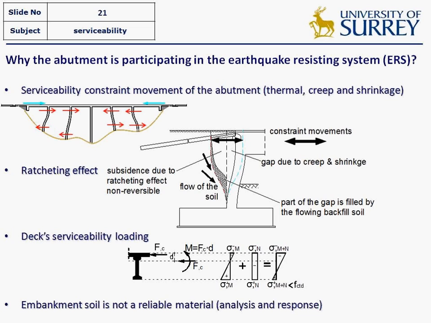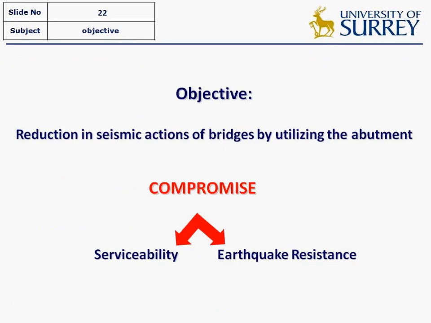So why are the abutment and the backfill soil not considered in the earthquake resistance system of the bridge? There are several serviceability related issues, such as the constrained movements of the abutment, the ratcheting effect that has been addressed in the past by Virginia University, and the deck serviceability loading that was published several times by our team in my previous university, Aristotle University. And of course, the embankment soil is not a reliable material. Who is going to design bridges relying on the resistance of the backfill soil?